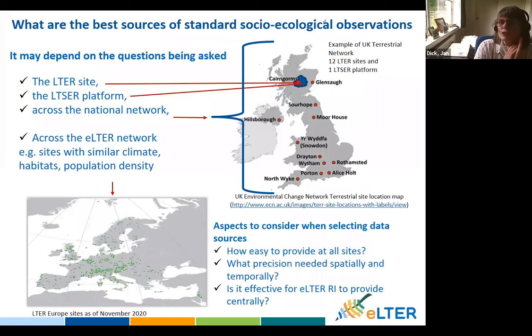But what's the best source of the 24 or 46 standard social ecological observations? Well, in many ways it may depend on the question that is being asked. Are we looking only at the site? Are we looking at the platform? If we're looking only across a national network, then perhaps national data is most appropriate. But if we want to look wider, perhaps we need harmonised data that's available across the whole of the platforms in Europe.